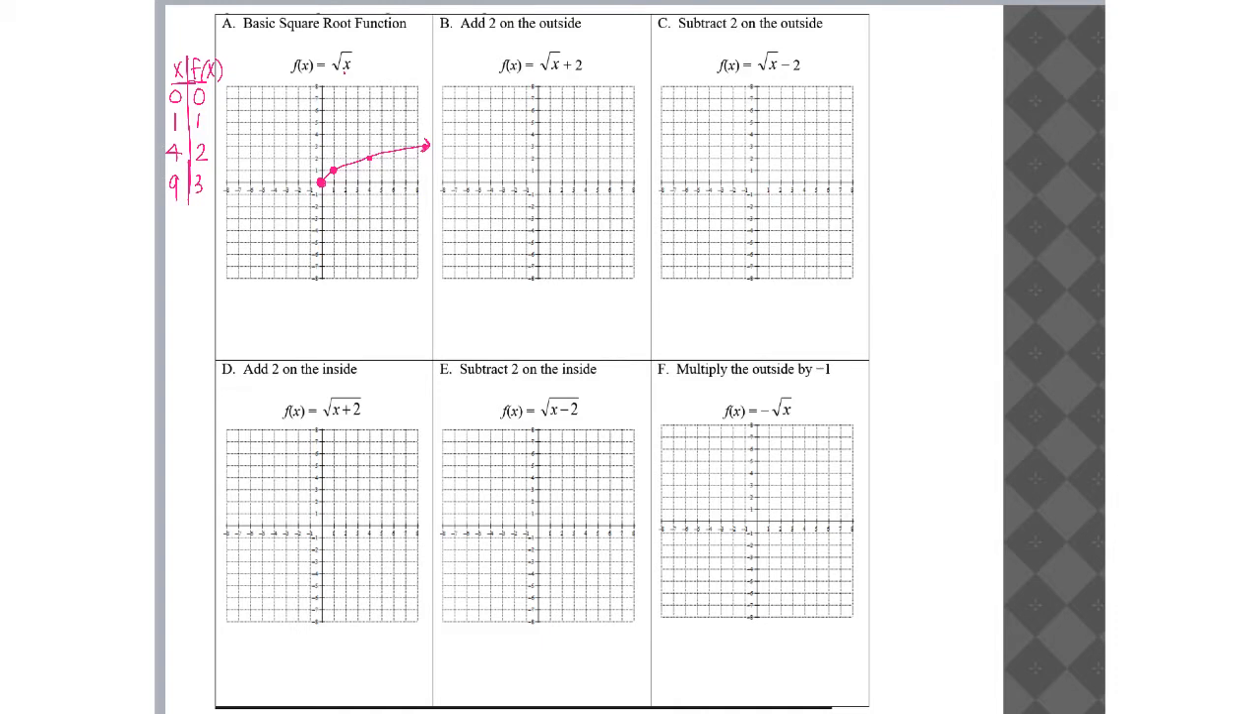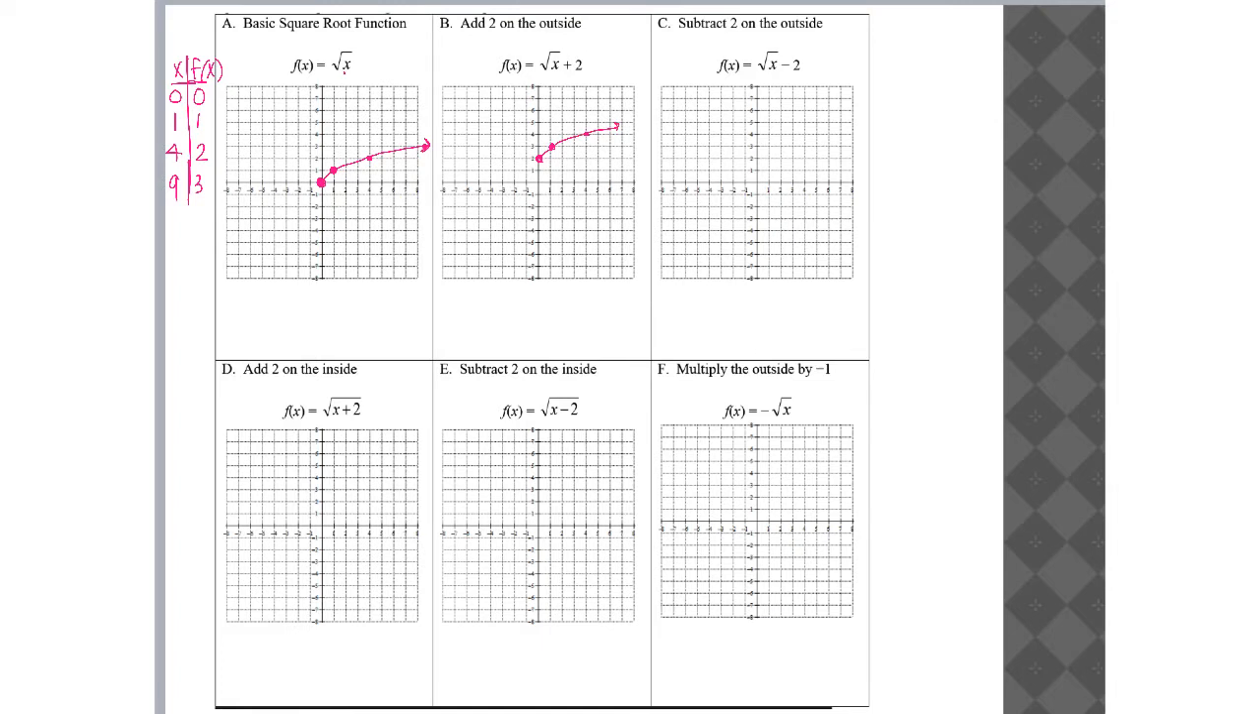Now, hopefully we remember when we add 2 on the outside, that means we're going to pick up this basic shape we just graphed, and we're going to move it up 2. So our x values stay the same, but for our y values, we add 2 to them. So our first point, instead of being at (0, 0), is now at (0, 2). Then our next point, instead of being at (1, 1), we add 2 to it, so we're at (1, 3). And then (4, 2) becomes (4, 4).